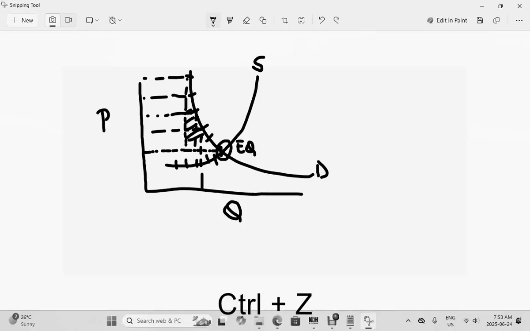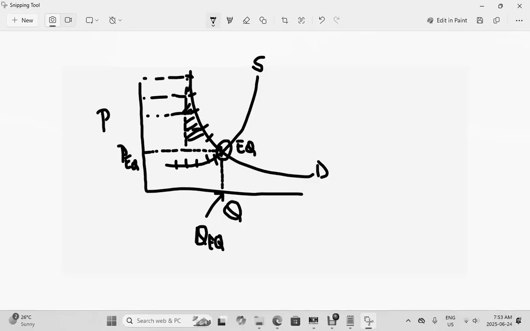However, what they ended up paying was the equilibrium price, which is this price over here. This is PEQ. And because they ended up paying the equilibrium price, they received this quantity over here, which is the equilibrium quantity, QEQ. And that's the reason why this area, just underneath the demand curve and above the equilibrium, is your consumer surplus, which is the difference between what they were willing to pay versus what they actually paid.